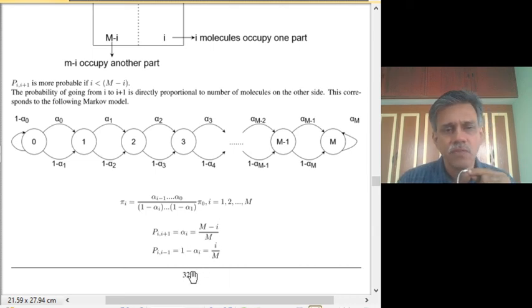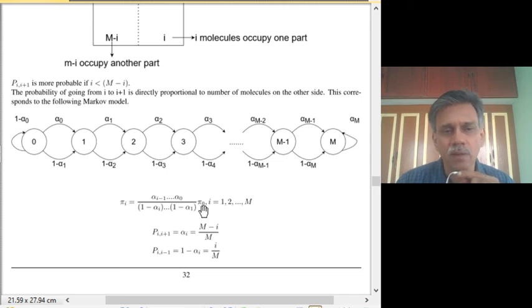This is a time reversible Markov chain, because this is a birth-death process and it is always time reversible. We solved it in the previous lecture, and we got that pi I, the probability of occupying the state I at stationarity, is given by alpha I minus 1 all the way to alpha naught, divided by 1 minus alpha I to 1 minus alpha 1.